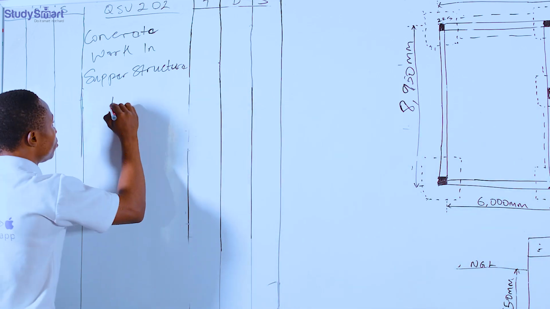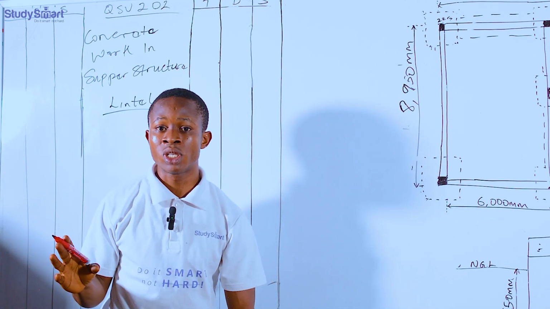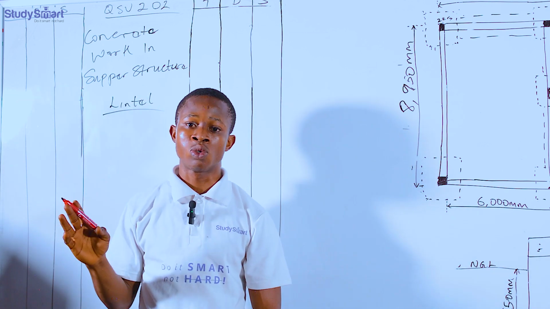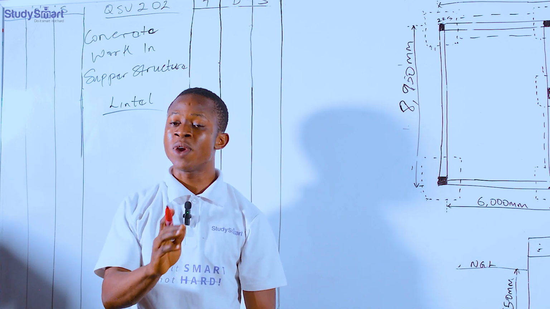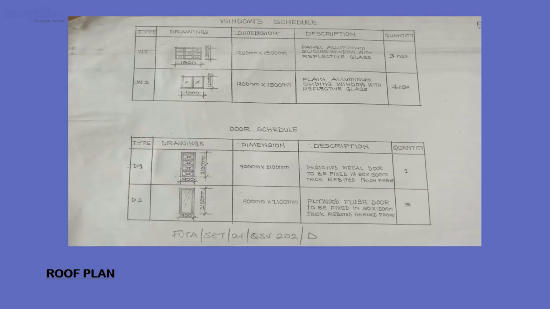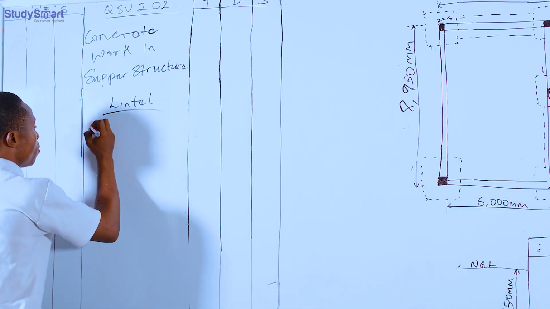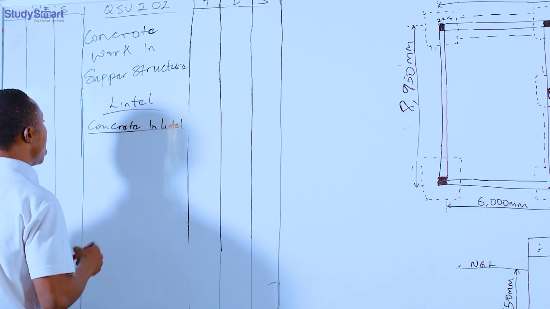For lintel, it is going to be easy for you to calculate it using your windows schedule, windows and door schedules. Everywhere you have windows and door, you have lintel. So just go to your windows and door schedule. You'll see it on the slide that I'm even using these windows and door schedules. That's what you just need. It will give you the numbers of windows that you have and the size of each window. So let's go. The first one that we have is the concrete. Let's calculate the concrete.